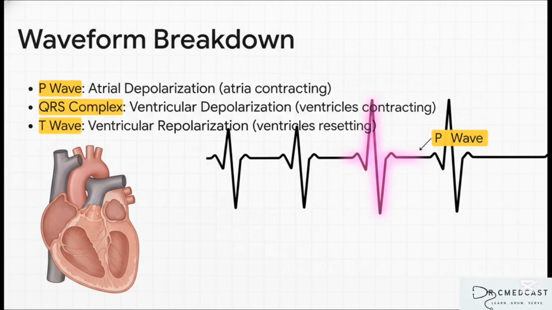It represents the electrical activation, the depolarization of the atria, which are the heart's two upper chambers. Then, boom, you get this big, sharp spike. That's the QRS complex. It's so much bigger because it represents the depolarization of the much more muscular ventricles. And finally, you see the T wave. This wave shows the ventricles electrically resetting themselves, repolarizing, so they can get ready for the very next heartbeat.